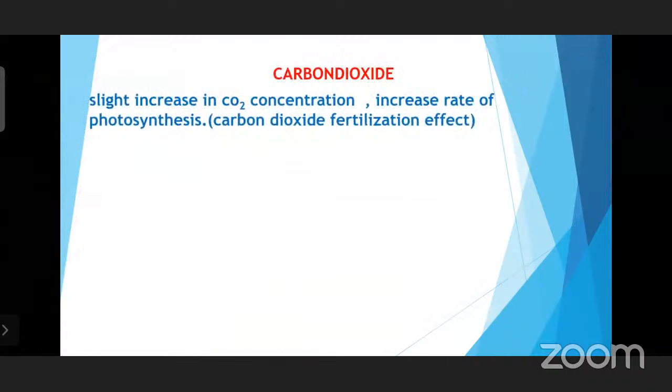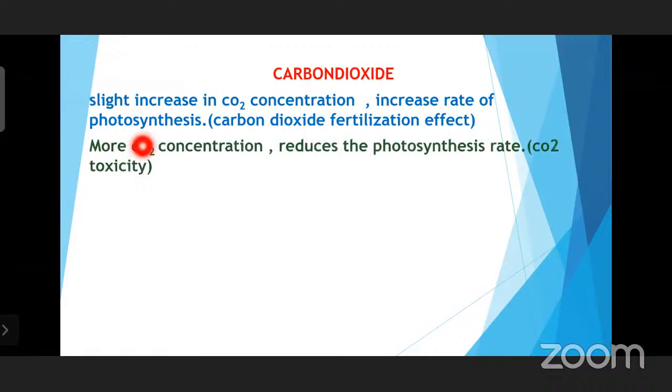Carbon dioxide is also very important. Inside the plant mesophyll cells, the carbon dioxide concentration will be available. A slight increase in carbon dioxide concentration increases the rate of photosynthesis, which you have learned in 10th standard itself. If carbon dioxide is made available more and more, to a certain extent the photosynthesis rate will be increasing. This is called the carbon dioxide fertilization effect.